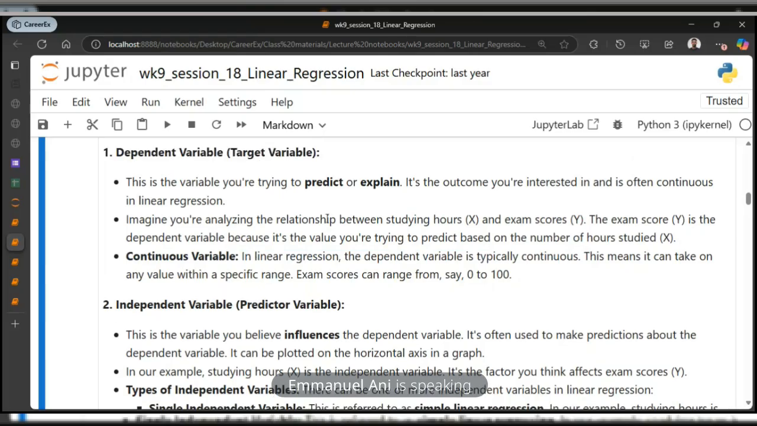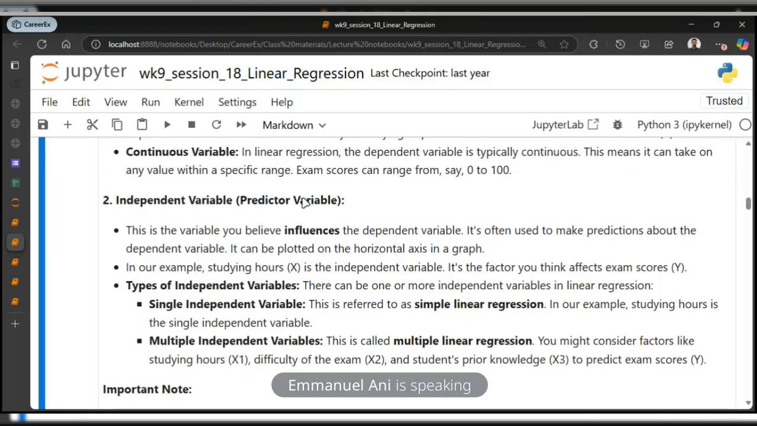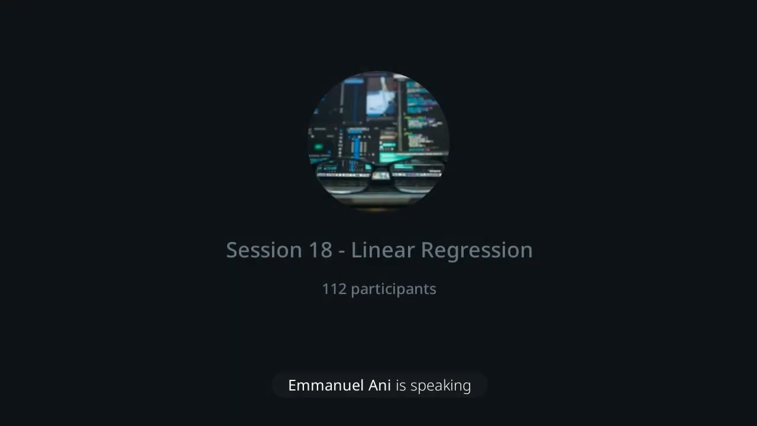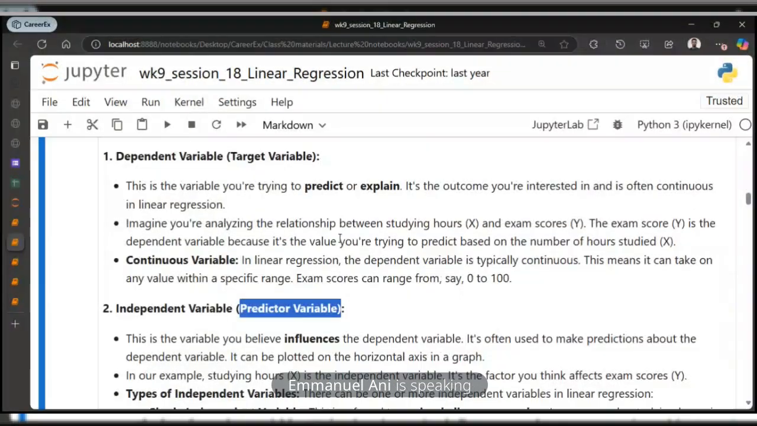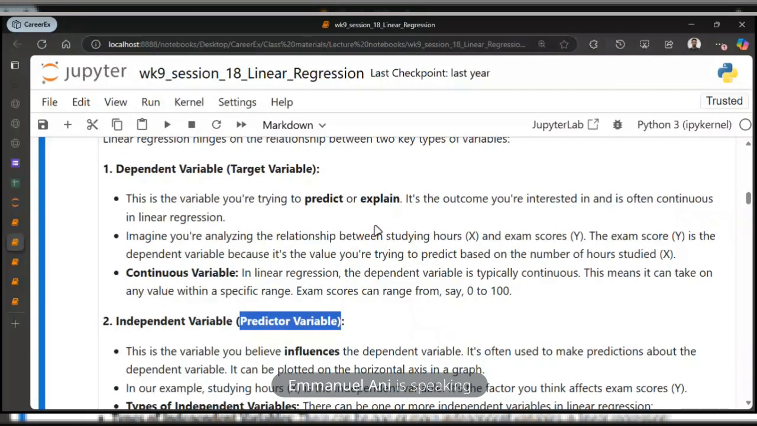So we have the independent variable. The independent variable is also called the predictor variable. I think I didn't say this one. You can pair them in this way: dependent variable and independent variable, target variable and predictor variable, Y variable and X variable. So these are the three pairs that you can use.